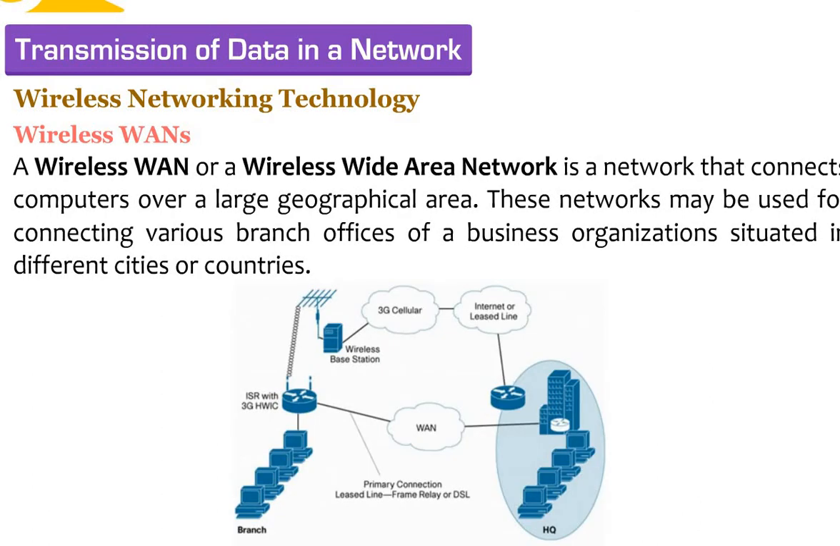Wireless WANs. A wireless WAN, or wireless wide area network, is a network that connects computers over a large geographical area. These networks may be used for connecting various branch offices of a business organization situated in different cities or countries.